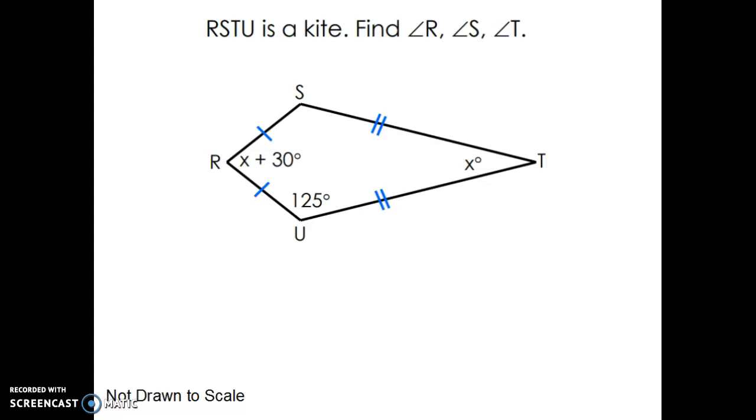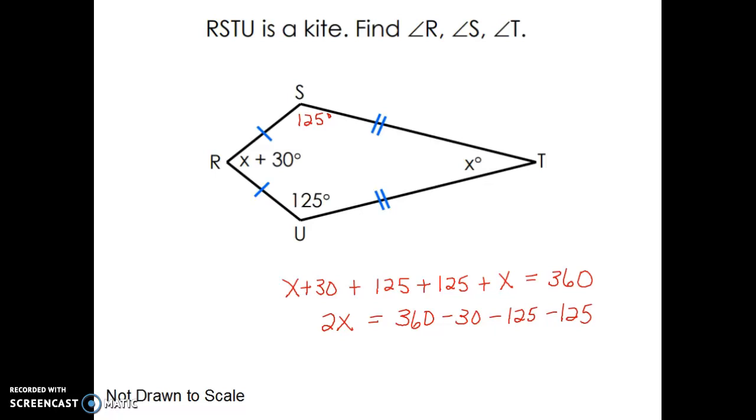Okay, my last shape is a kite where I need to find 3 missing angles. Because it's a kite, I have angle S as 125. These two angles are the same. I can use the fact that the angles in any quadrilateral add up to 360. By going through my algebra, I would find that x should equal 40. So if I substitute those in, my angle T is 40, angle R 70, and 125 for S.